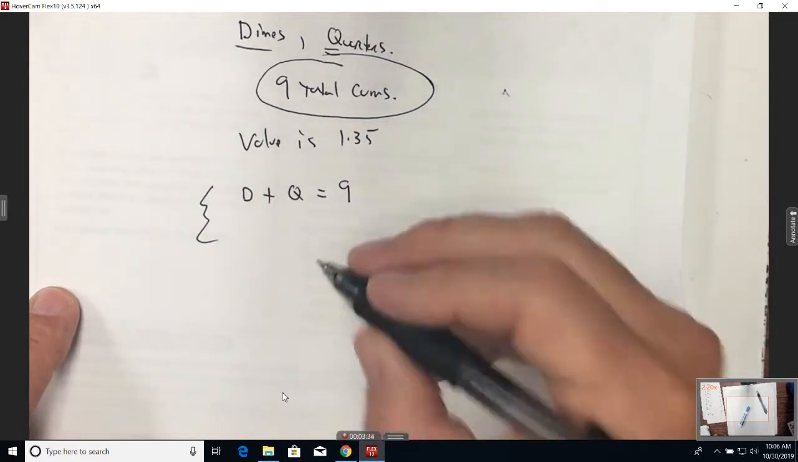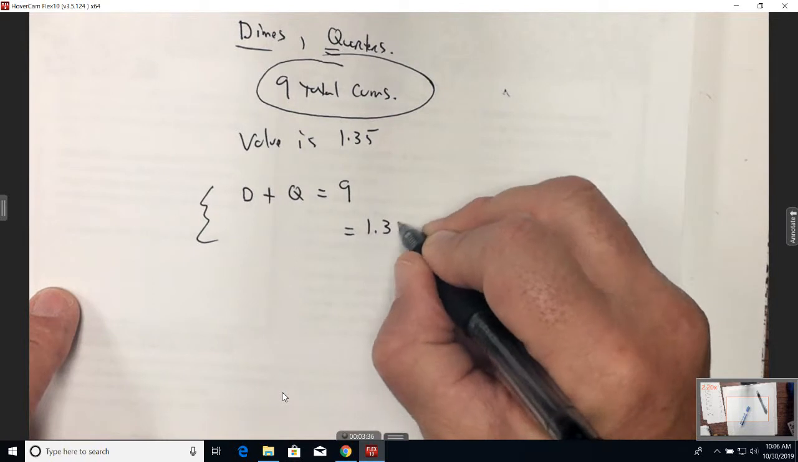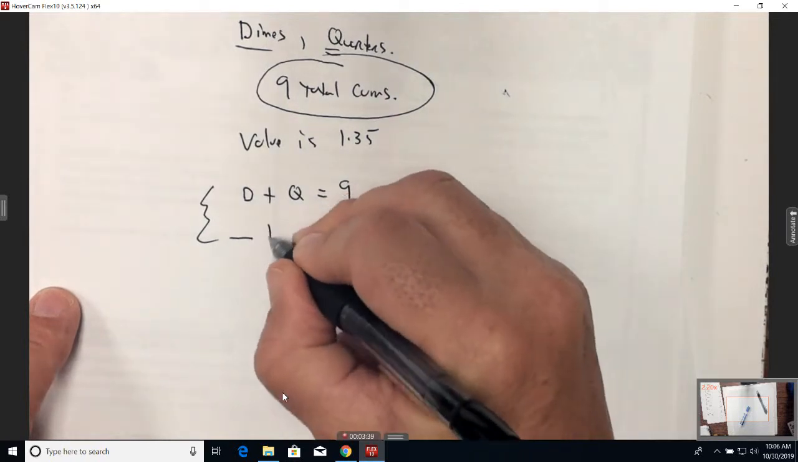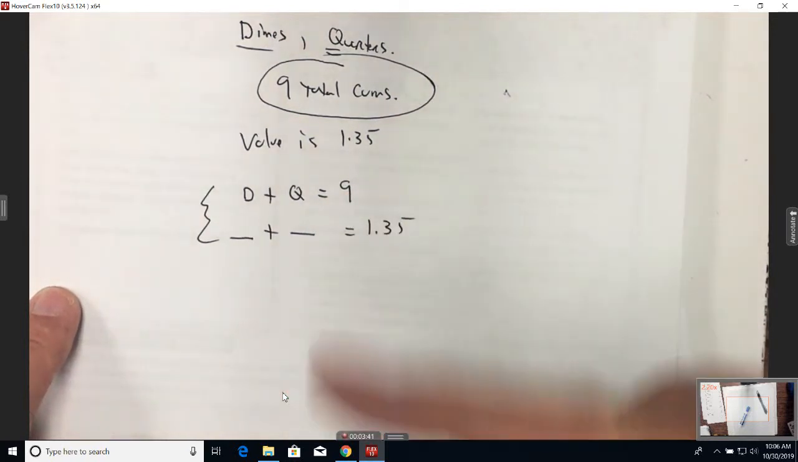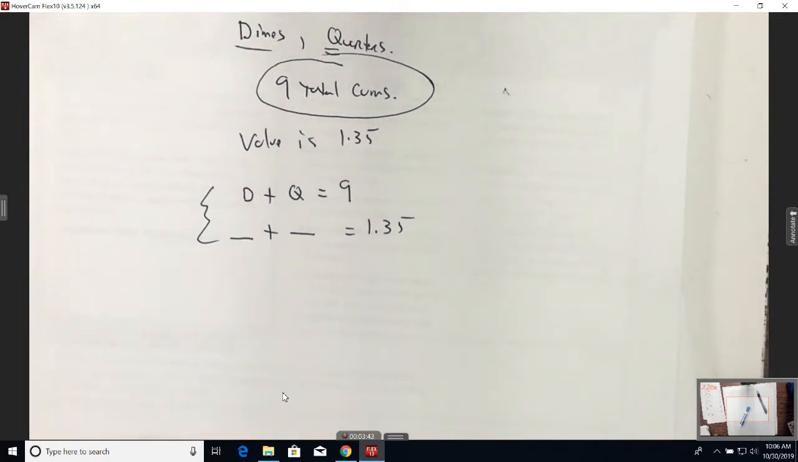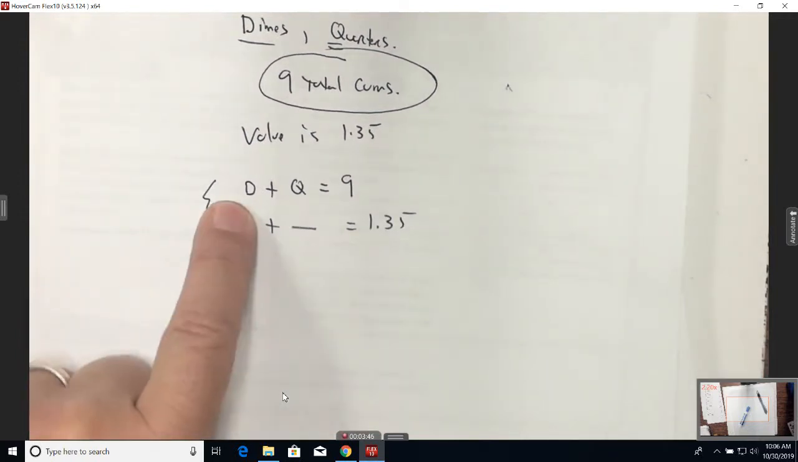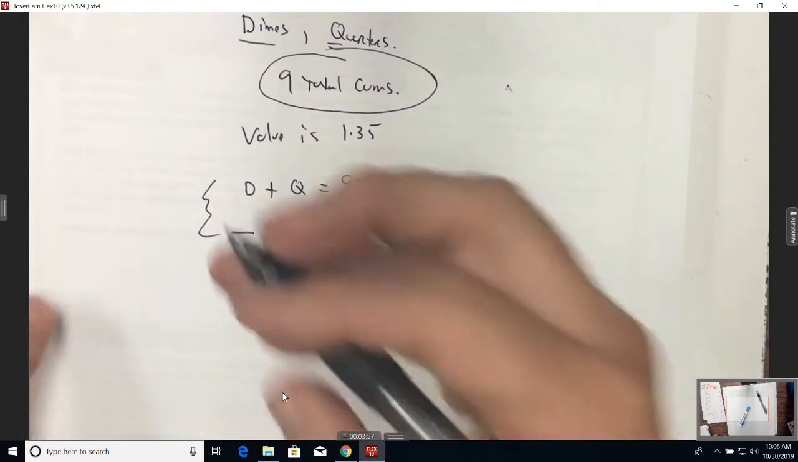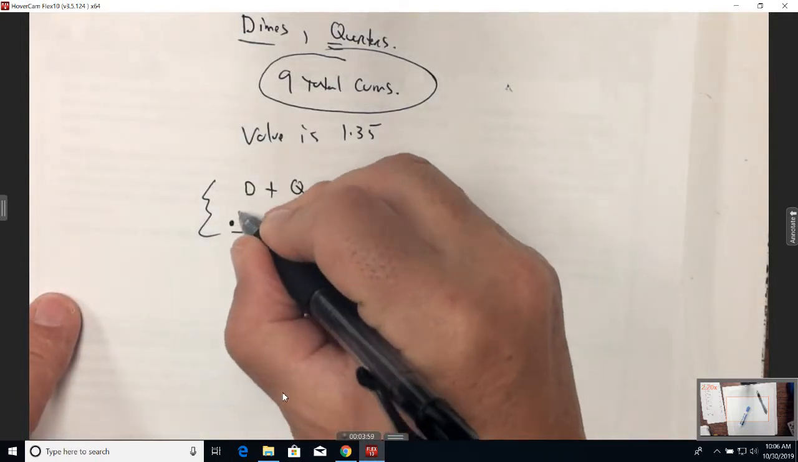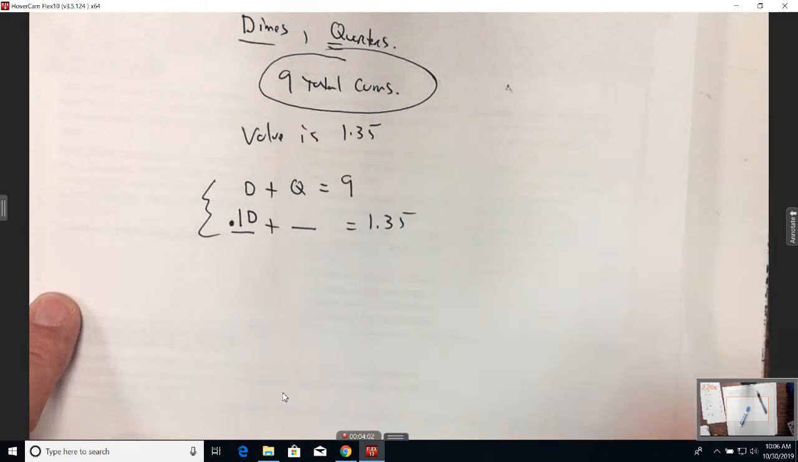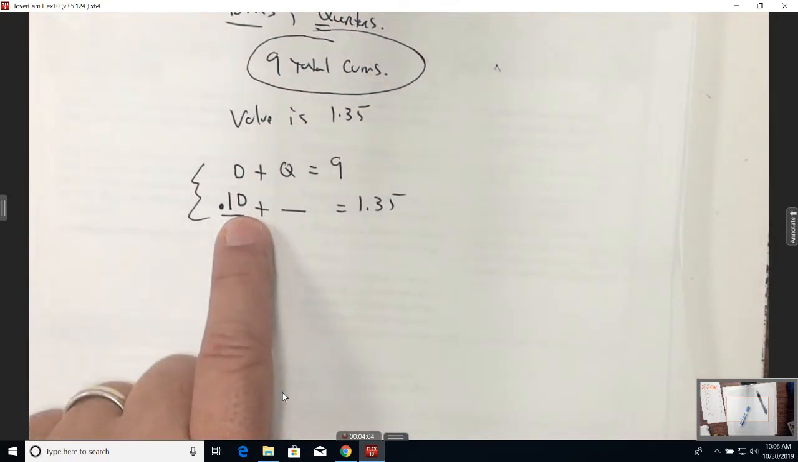Likewise, I know that the value of these coins was $1.35. So if I take the value of my dimes plus the value of my quarters, I have $1.35 in my pocket. So what is the value of a dime? It's 10 cents per each one. So if I had 1 dime, it would be what? 10 cents. What if I had 2? It's 20 cents. What if I had 3? 30 cents and so forth. So this is really 0.1 times the number of dimes that I have. And when I put a number in front of a letter, it means multiplication.